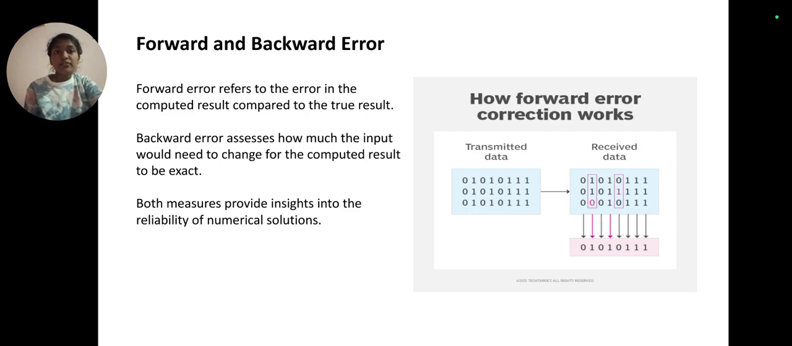Difference between forward and backward errors. Forward error refers to the error in the computed result compared to the true value. Backward error is how much the input would need to change for the computed result to be exact.